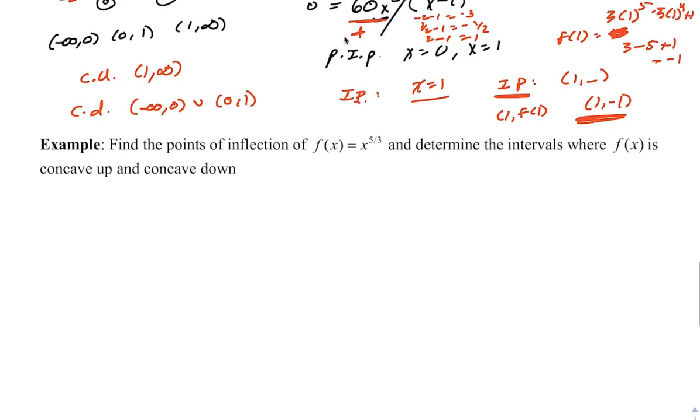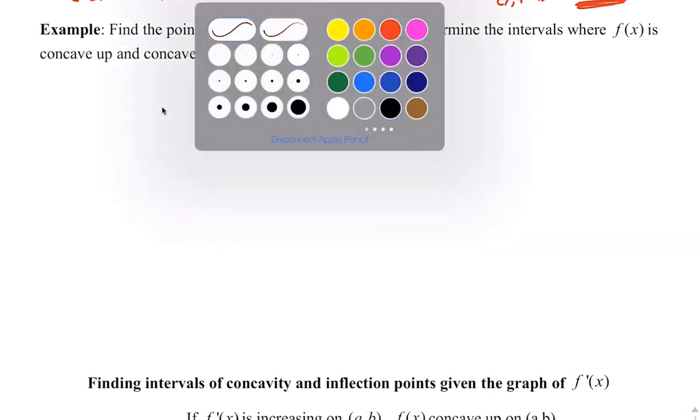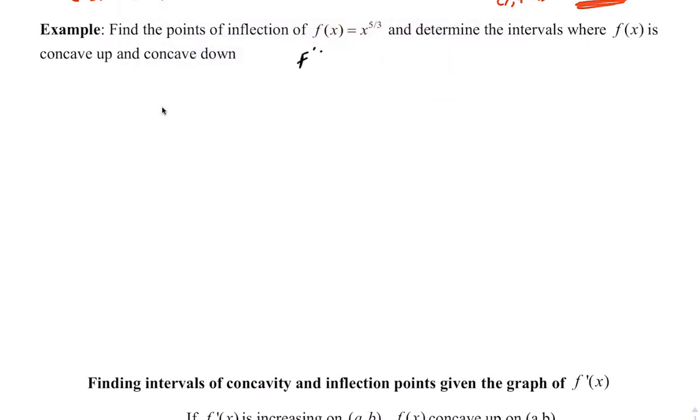So another one of these. Find the points of inflection on f of x equals x to the 5/3, in terms of the intervals where f of x is concave up and concave down. So same idea. Let's first take a derivative. A lot more annoying. Bring it down, subtract 1 off. So 5/3 x to the positive 2/3, sorry. Let me do it one more time. Bring that down, subtract 1 off to get the second derivative.